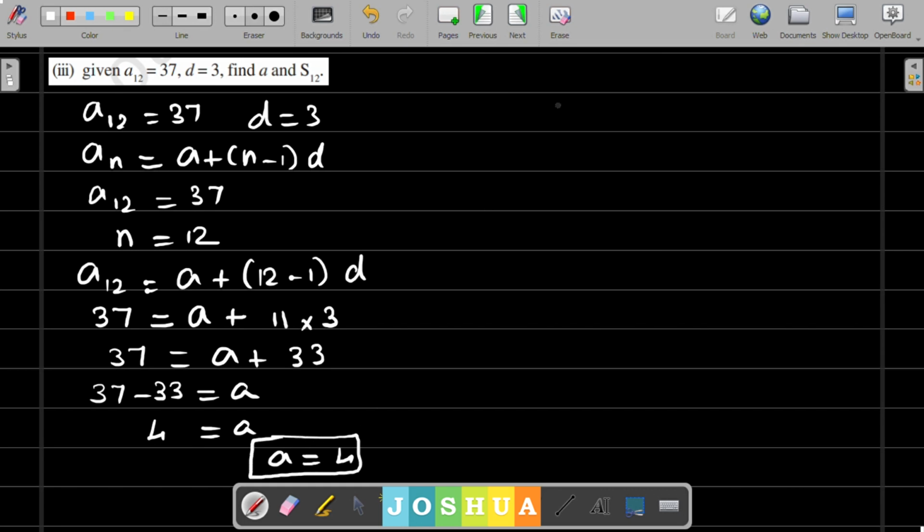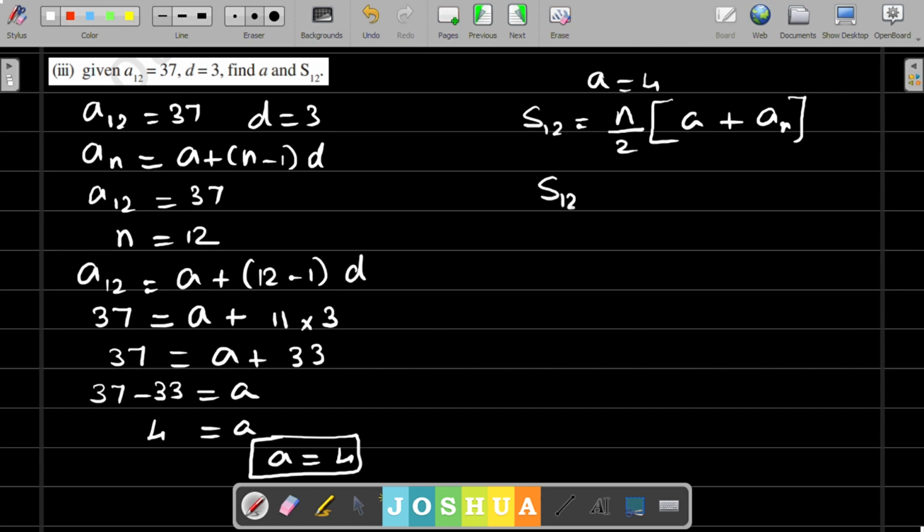So what is the value of a now? A is equal to 4. Now what I have to find is S12. Okay, so for S12, two methods are possible. Now I am going for a shortcut method, n by 2 times a plus a n, because a n is also given there and a we found, so I can go for this formula.